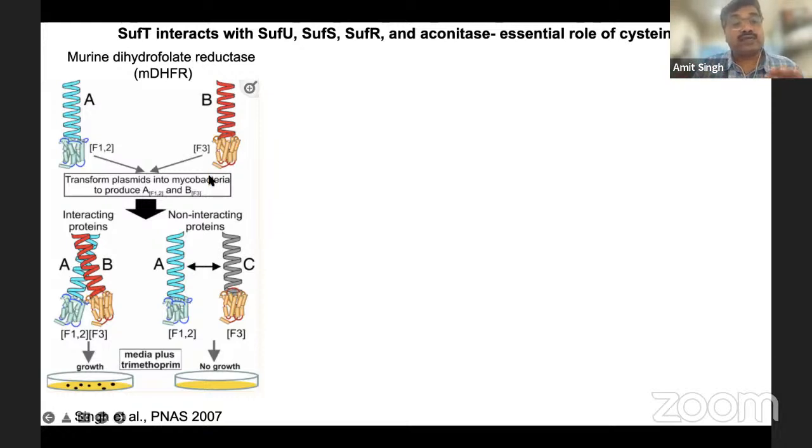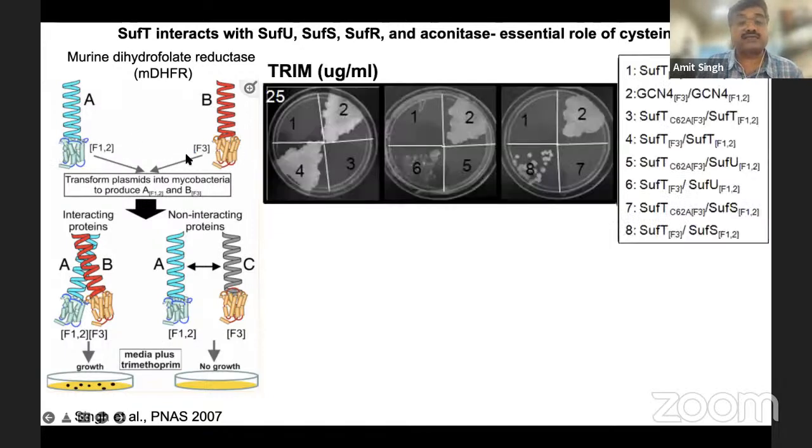So we inhibit smegmatis DHFR with an antibiotic called trimethoprim. About 2.5 to 12.5 microgram per ml of trimethoprim can inhibit mycobacterial DHFR, and then you can score for the assembly of murine DHFR. So you can see resistance emerging to trimethoprim if murine DHFR is assembled due to physical interaction between the protein of interest. This is the system we used to check the interaction between SUFT and SUFT itself, homodimerization, SUFT with SUFU, and SUFT with SUFS.